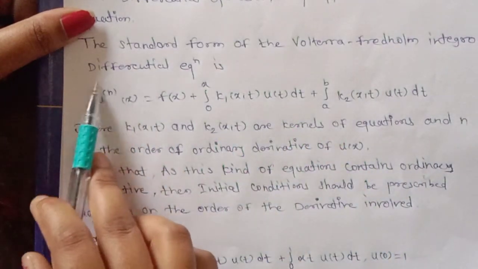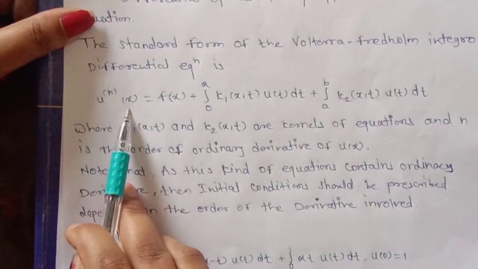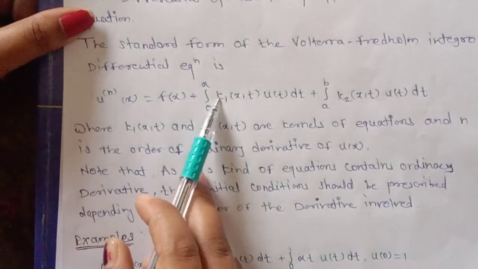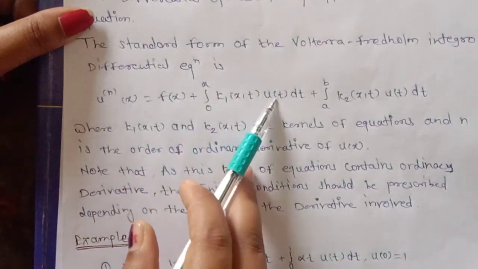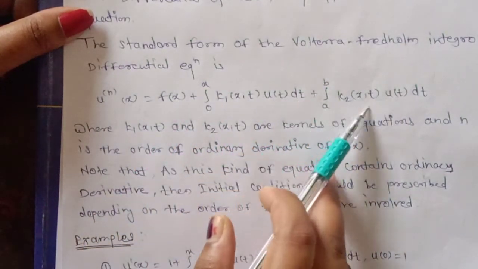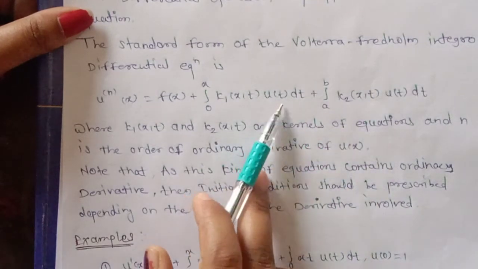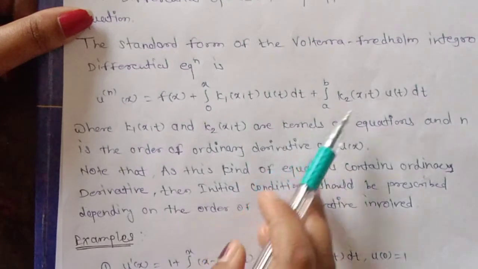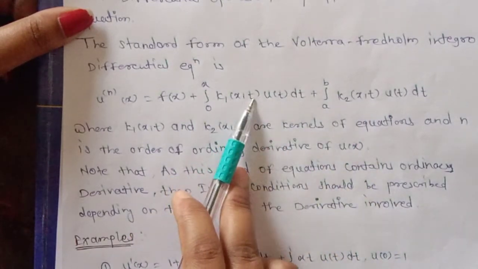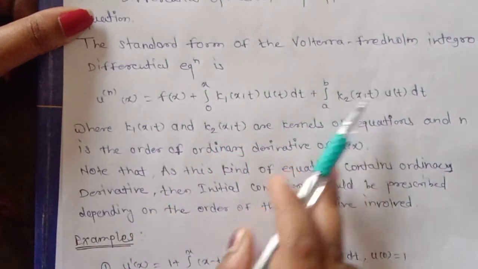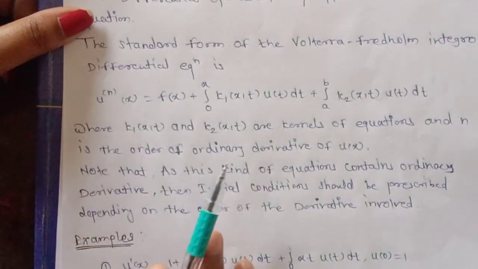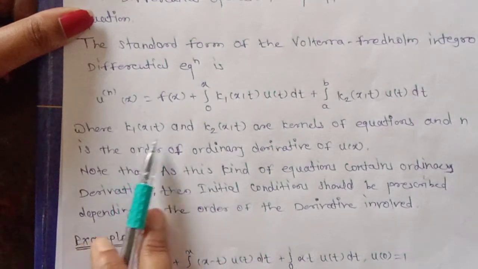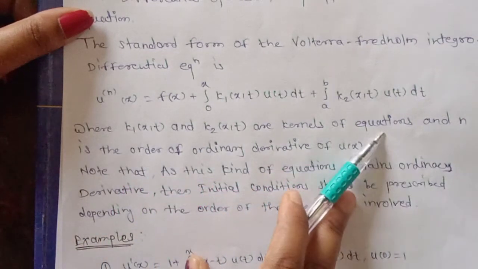Now look at here, the ordinary derivative of u of x, the nth derivative, is taken on one side. Then on the other side, the Volterra form is included, and also the Fredholm form is included, and the unknown function u of t appears inside the integral sign, in both the Volterra as well as the Fredholm form. This type of equation is the Volterra-Fredholm integro differential equation, where k1 of x, t and k2 of x, t are the kernels of the equation.